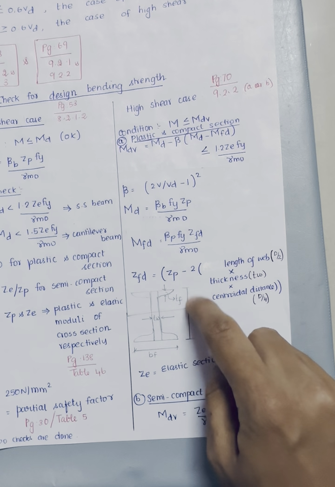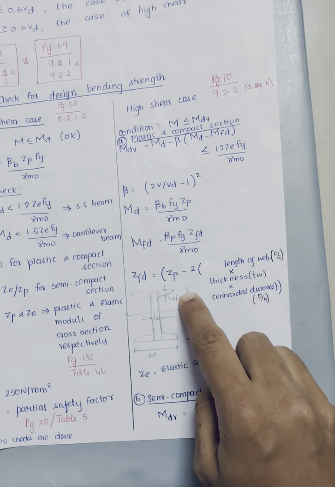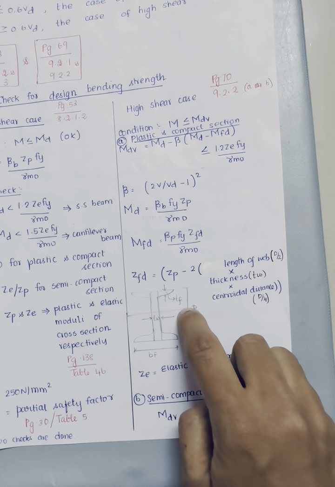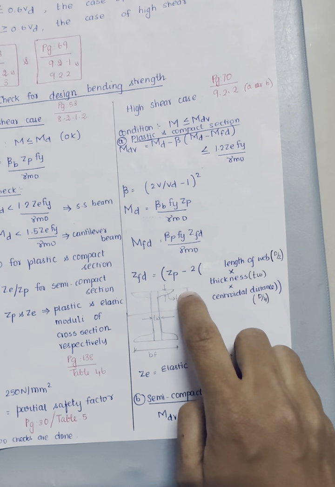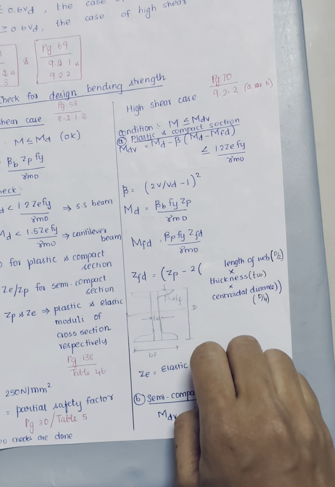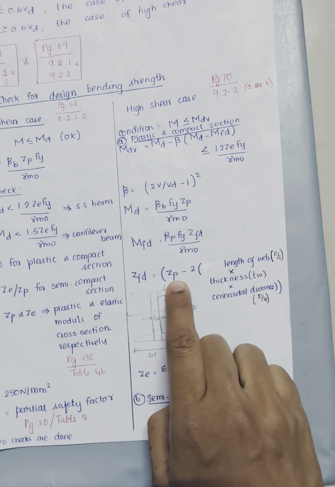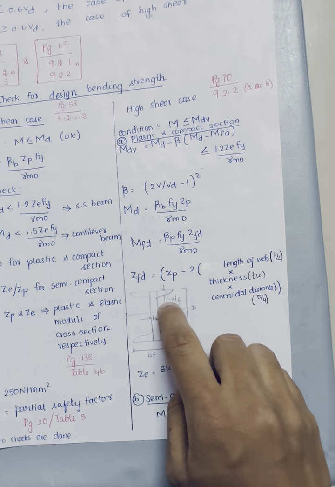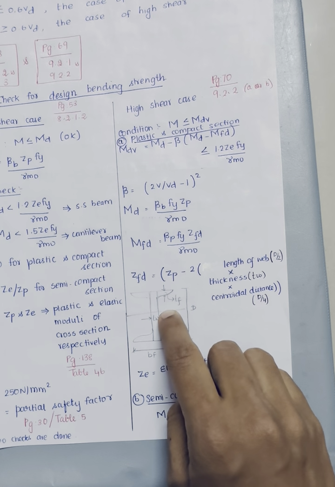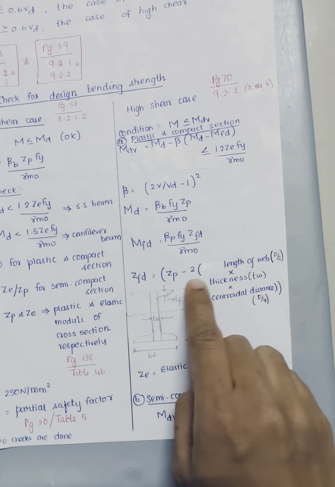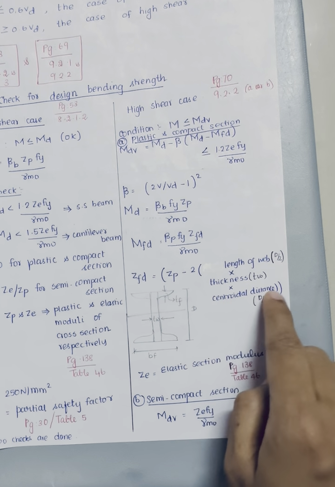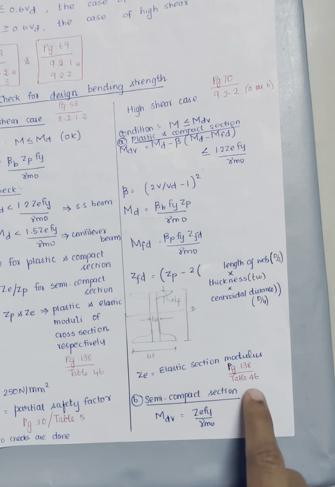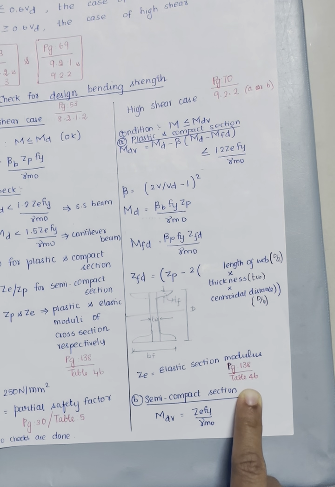Length of the web, the total D divided by 2 will be this half, into thickness. Thickness is TW, into centroidal distance. Now from here to this center, right? So it is D by 4. So ZFD is equal to ZP minus 2, as we have 2 webs, no? So we are calculating for 1/2 and multiplying it by 2. So 2 into length of the web into thickness into centroidal distance. So ZFD is obtained. ZP you have already calculated from page number 138, table number 46.